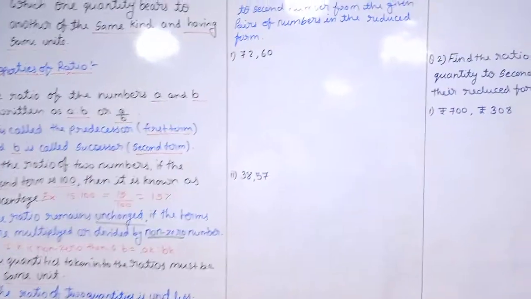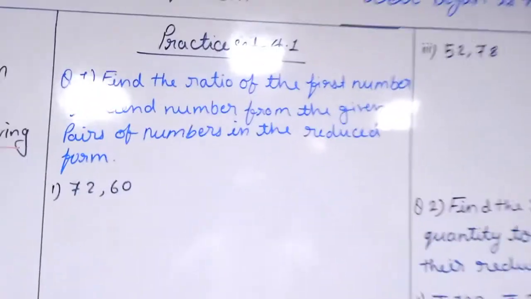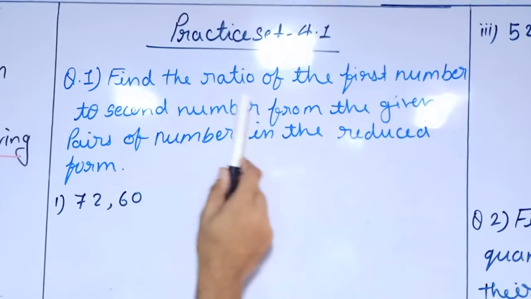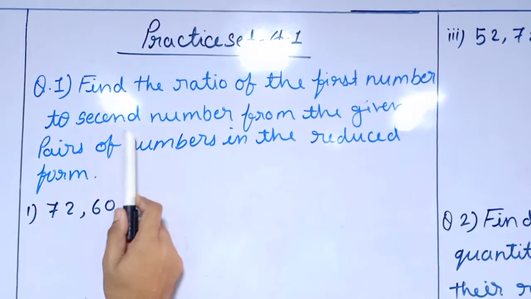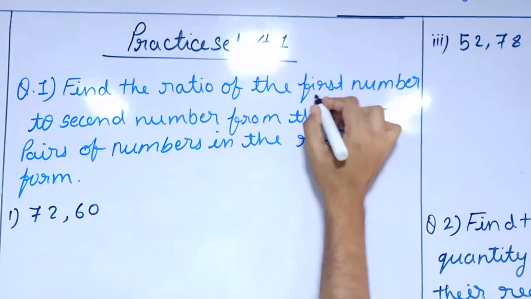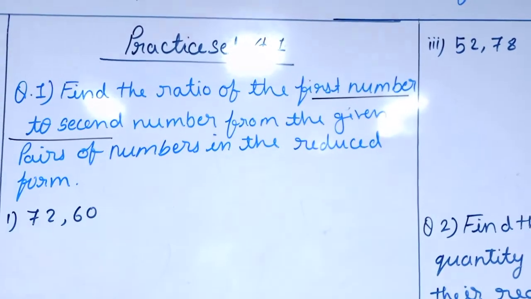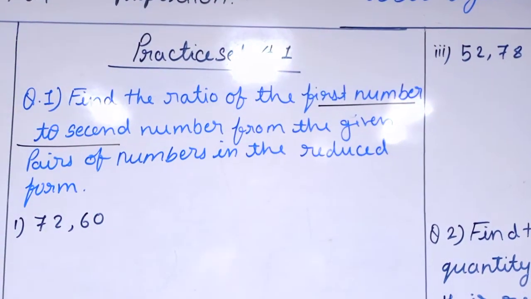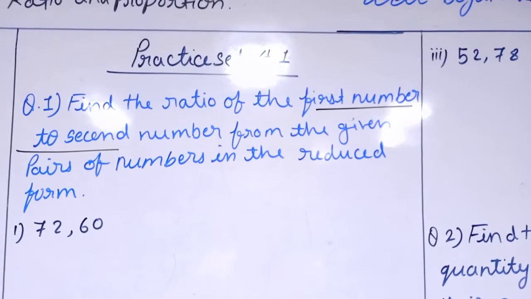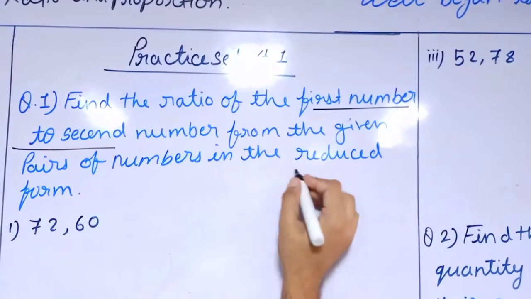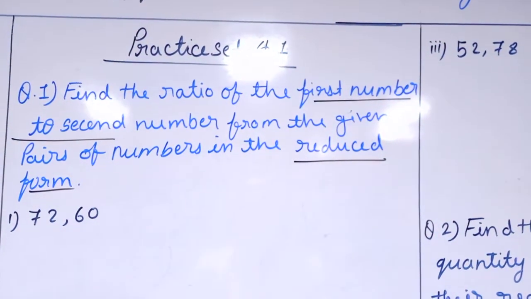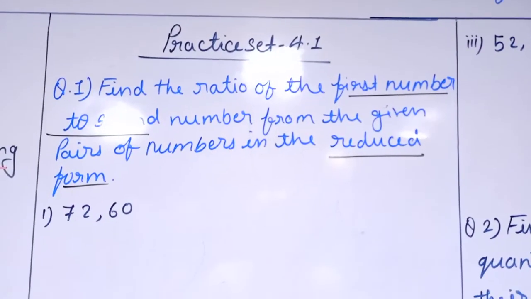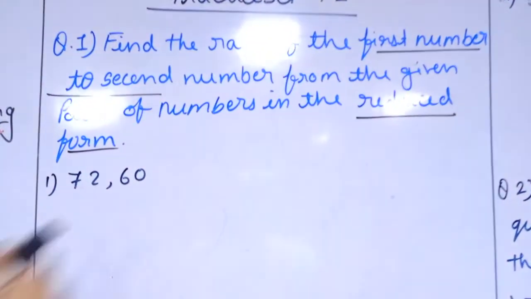So let's start practice set number 4.1. Here we have a question. 1. Find the ratio of the first number to the second number. That is most important; we have to take care of it. In what form are they asking? The ratio of the first number to the second number from the given pairs of numbers in the reduced form. It means we have to find the reduced form of the given pairs. Pairs means we have two numbers. So here we have question number 1, that is 72 and 60.